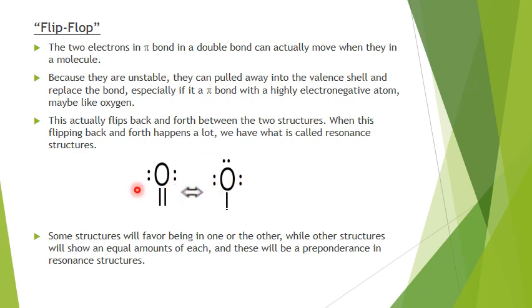Okay. When you start to see the flip-flop between them, you'll end up with something called resonance structure, which we're going to talk about later. We're going to see the resonance structures really give a lot of stability to the electrons in a pi bond. So this is actually going to turn out to be a favorable thing for stabilizing the electrons of a pi bond.